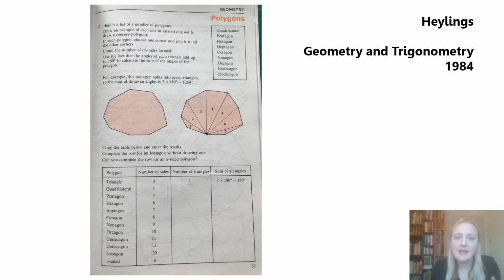And it says, complete the table, complete it for an icosagon without drawing one, so that's a 20-sided shape, and can you do it for an n-sided polygon? So that is classic, and that's how we do it now.